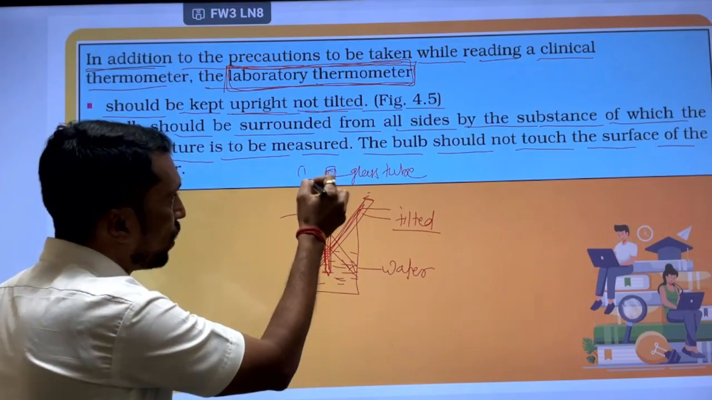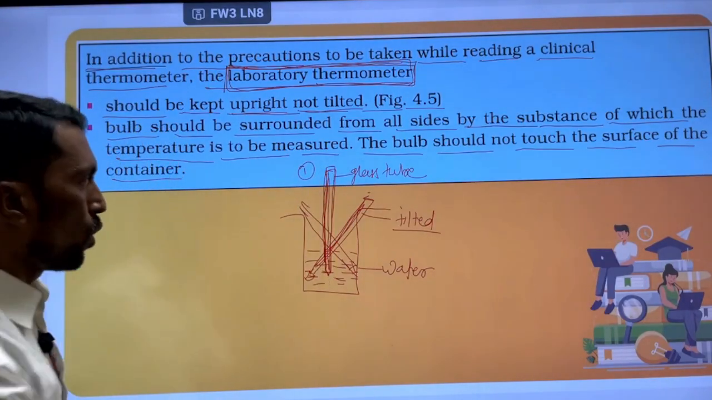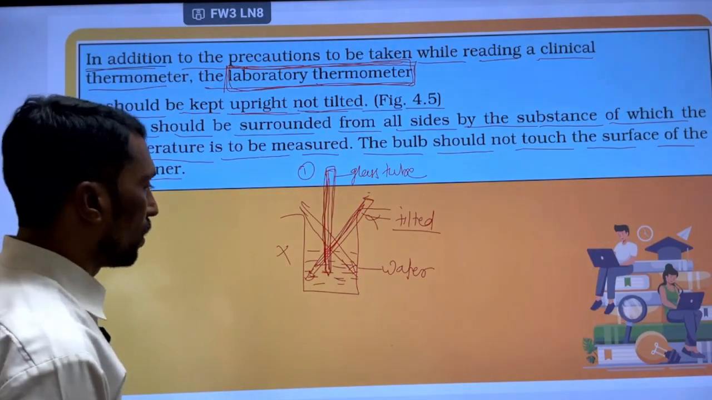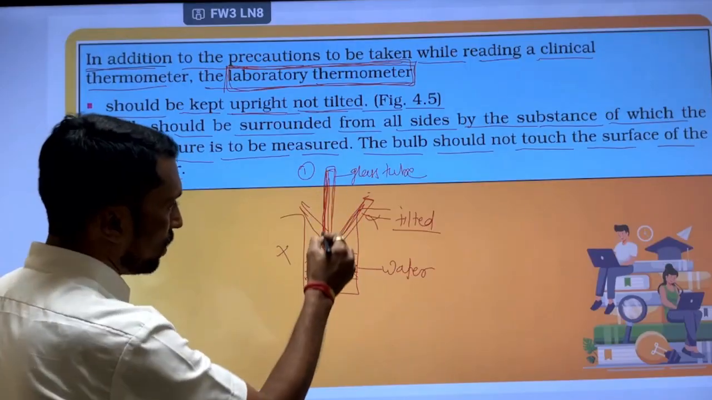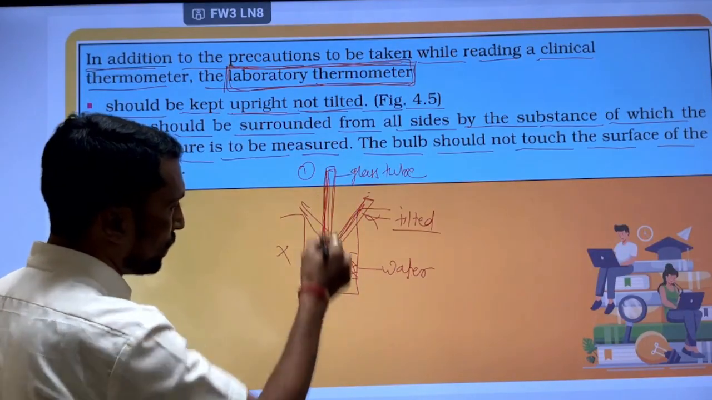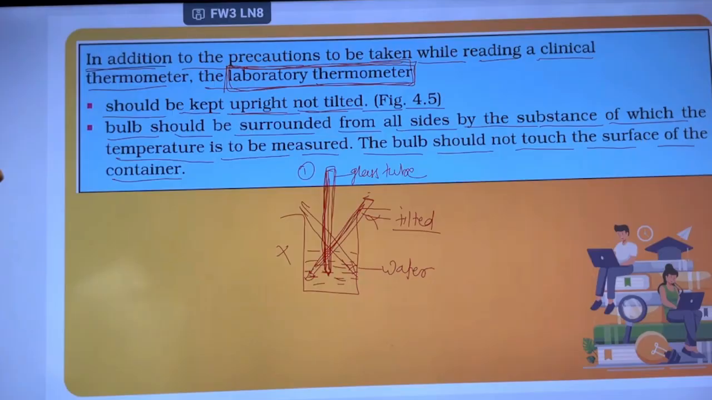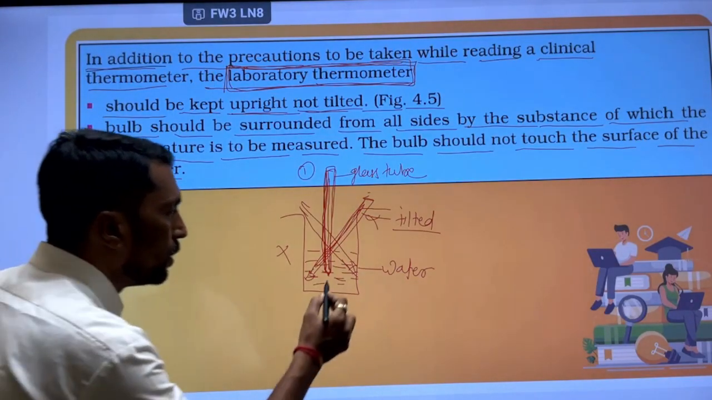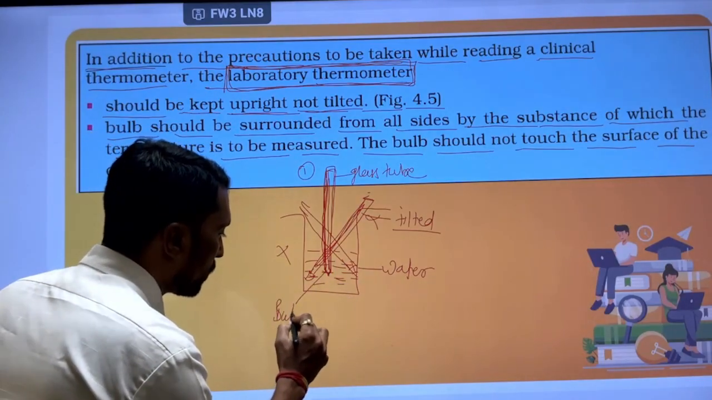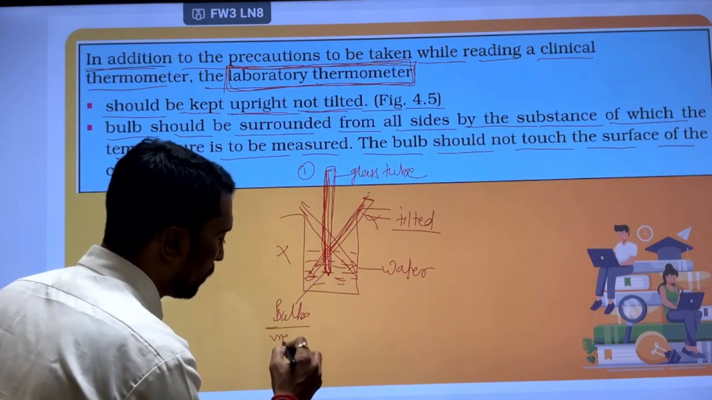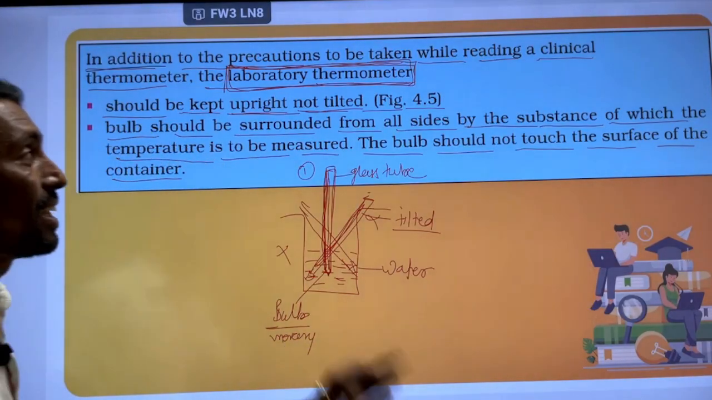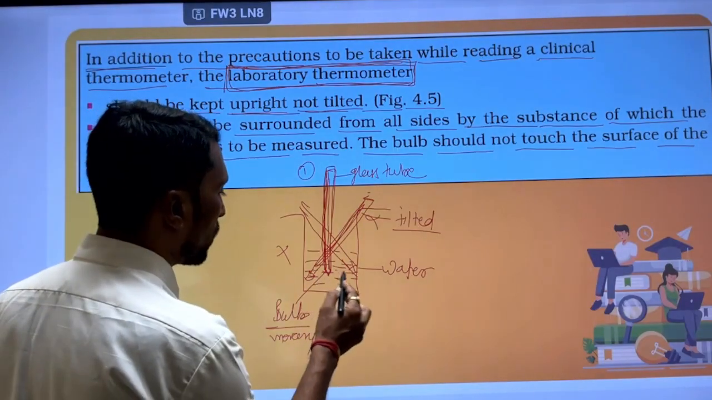You focus on one first thermometer, not this and not this also. You observe only the first thermometer, the laboratory thermometer. This is the laboratory thermometer. It is in an upright position. And this bulb is the mercury bulb. These mercury bulbs are surrounded by the water.